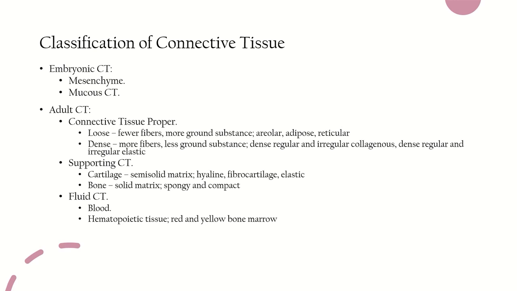Then we have fluid connective tissue. Blood is an example of that. Hematopoietic tissue, so red and yellow bone marrow, which has lots of adipose tissue in itself. A lot of these different types of connective tissues are not homogeneous, not one type of connective tissue. It's not singular, outside of cartilage or tendon, right? It's a pretty complex environment where you have multiple types of connective tissue probably surrounding other types as well.